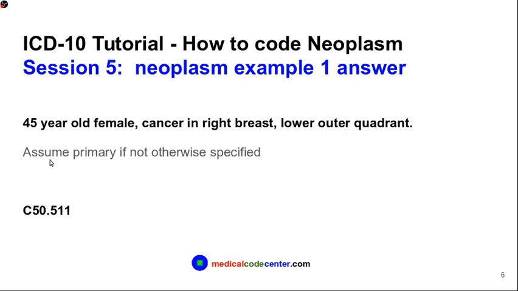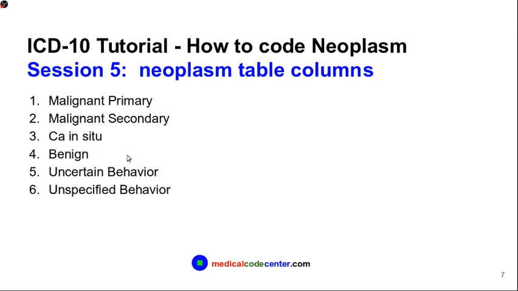Also, I have to mention that if the document doesn't mention it's primary, we will assume it's a primary, the first type, a primary malignant. As we see from the Neoplasm table, there are 6 columns, which correspond to the 6 types of neoplasm. The first type is the malignant primary neoplasm.